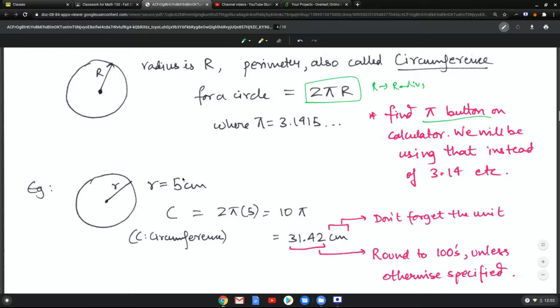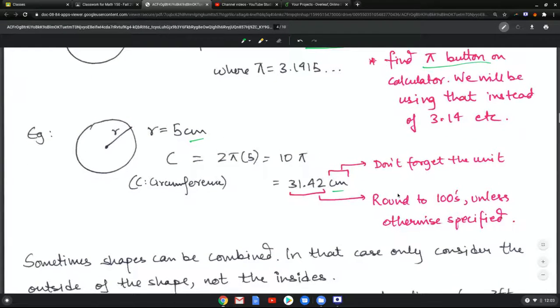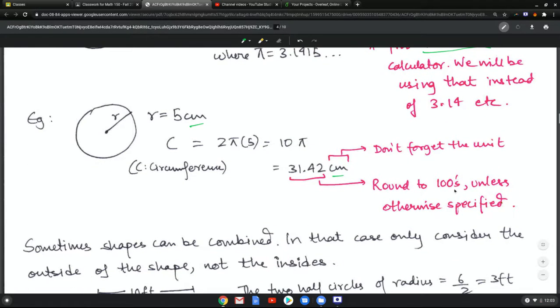So you have a circle of radius 5 centimeter. The circumference is 2 pi times 5, which is 10 pi. So you use the pi button on the calculator. You get 31.42 centimeters. Two things here. Don't forget the unit. The unit of radius is centimeters, so perimeter is also in centimeters. And then, unless the question specifies otherwise, we're going to round to hundredths, meaning round at the second digit after the decimal.